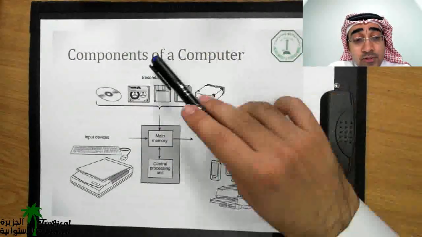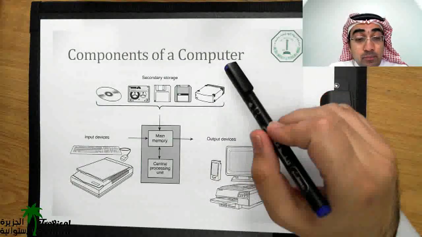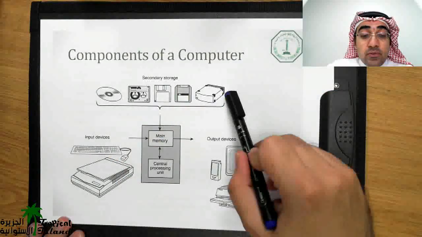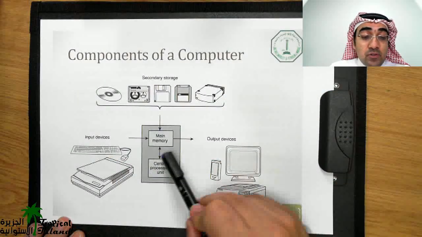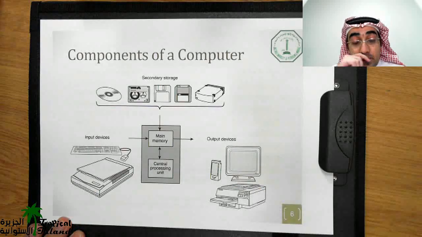Okay, so let's talk in detail about the components of a computer. Computer components are secondary storage, the main memory, the central processing unit, the input device, and the output device.